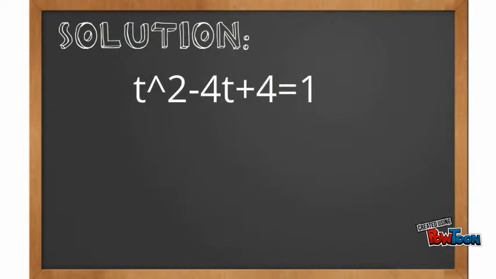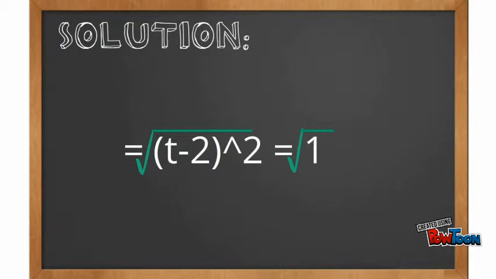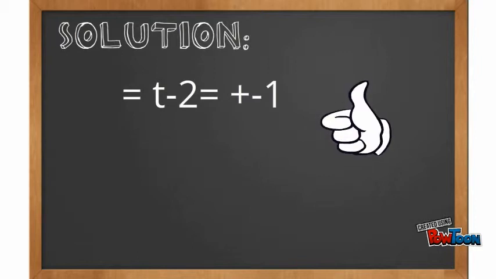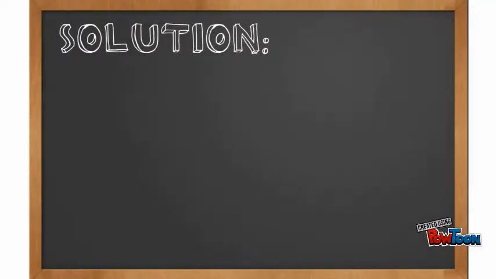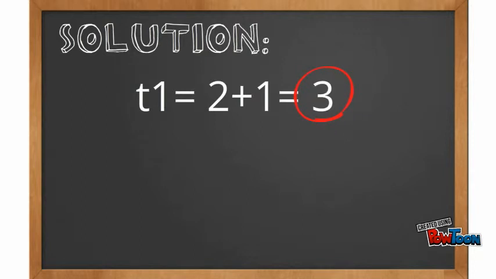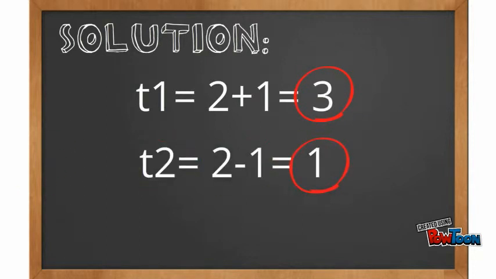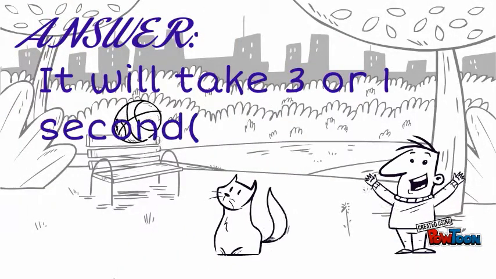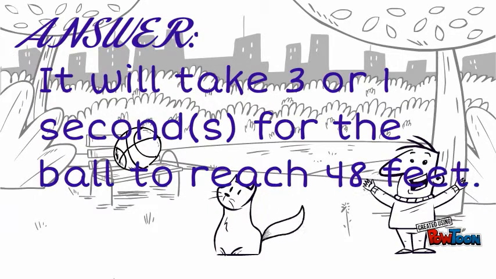And then we need to get the factors of t squared minus 4t plus 4 and square it, including 1, which leads us to the answer of t minus 2 equals positive negative 1. Our final answers are t1 equals 2 plus 1 equals 3 and t2 equals 2 minus 1 equals 1. Our answer now is it will take 3 or 1 second for the ball to reach 48 feet.